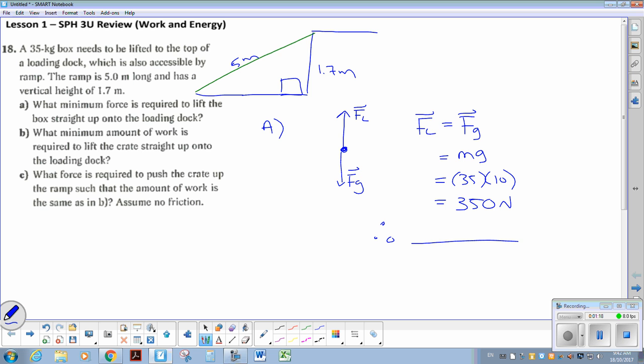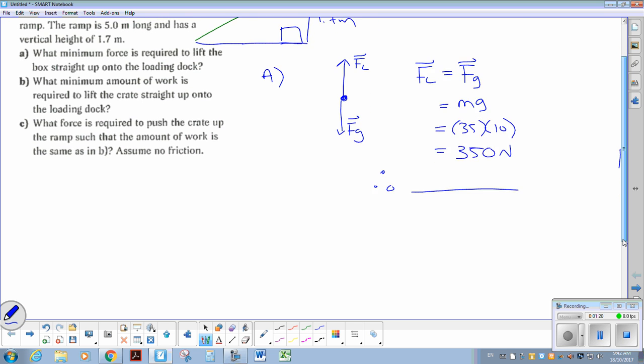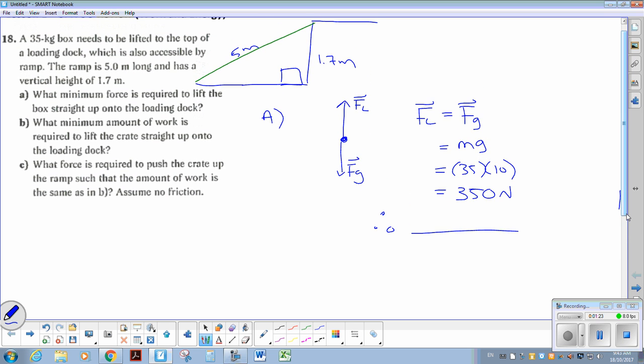All right, B part. What do we got? What minimum amount of work is required to lift the crate straight up onto the loading dock? So we are going to move the crate from this height up to that height. So that means we are going to change its gravitational potential energy. We're changing its elevation. So that means that the amount of work is going to be mgh. So we have 35 times 10 times 1.7.